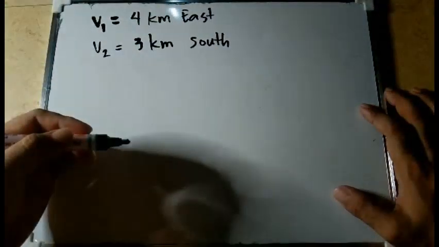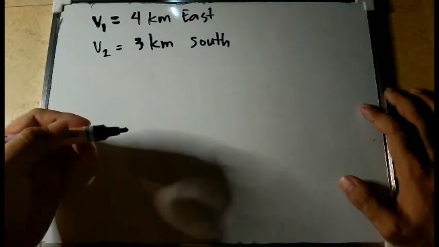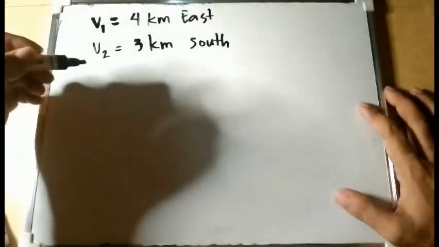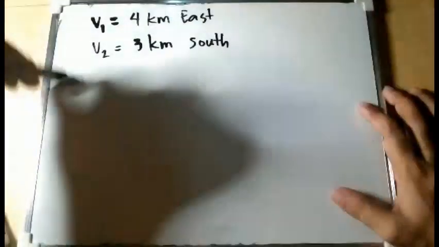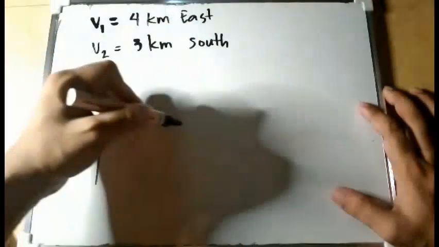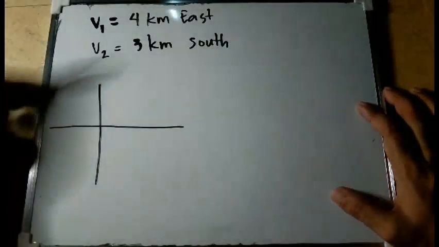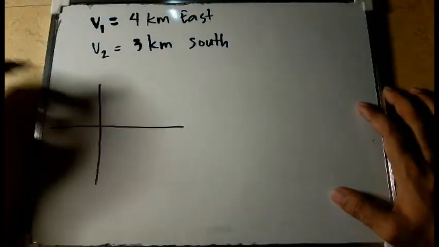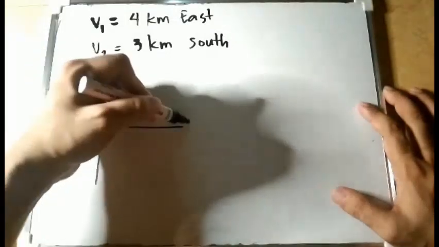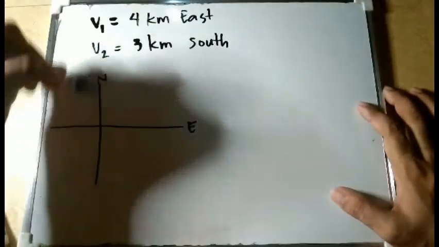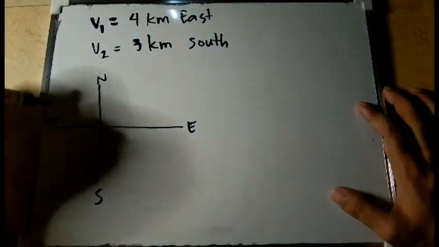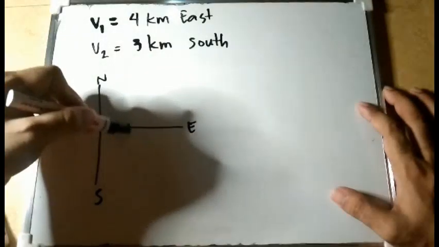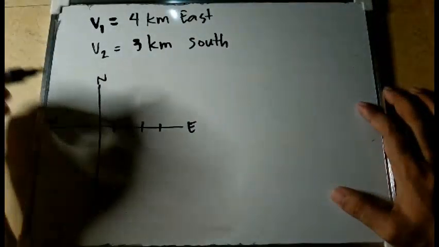Okay. So find the magnitude and direction. So para mas klaro tayo, no? Pwede nating i-drawing. Okay, so pwede nating i-drawing siya. So we have 4 kilometers east. So dito yung east natin, north, south, and west. So we have 4 kilometers, 1, 2, 3, 4.